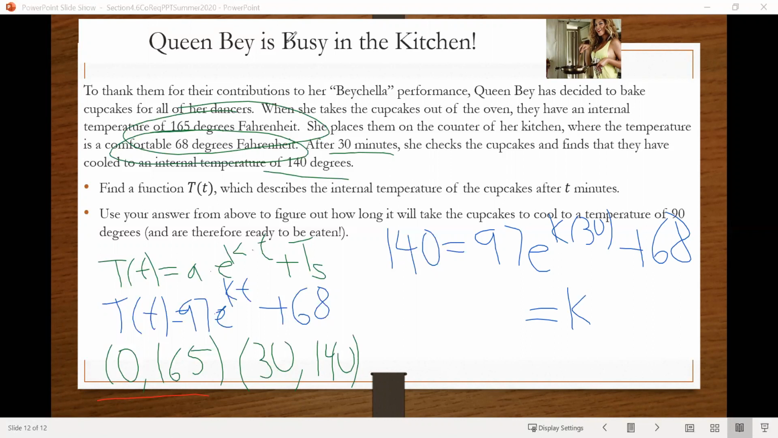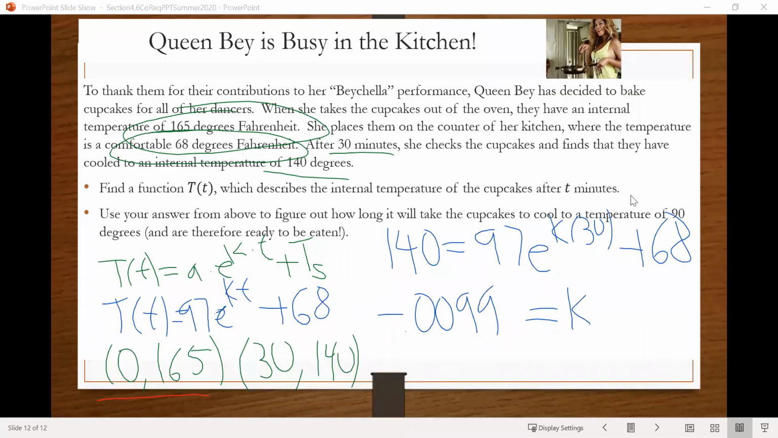I'm not going to do all the steps for that right now. You can pause the video and do those yourself. But I'm doing them out on my calculator right now. And I believe what we get, if I do that, is negative 0.0099. Okay, so we have the value for k now.